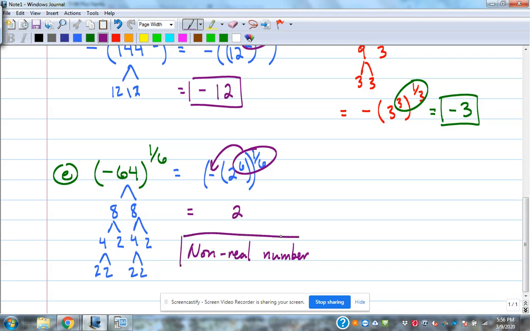And it's not necessarily a complex number. When we dealt with complex numbers, when we were solving quadratics and things, that had to be like the square root of -1, stuff like that. This is not a square root. It's a 6th root, which is a different ball game.